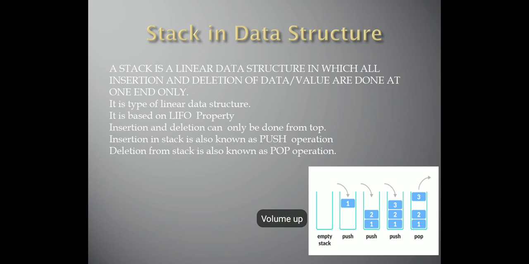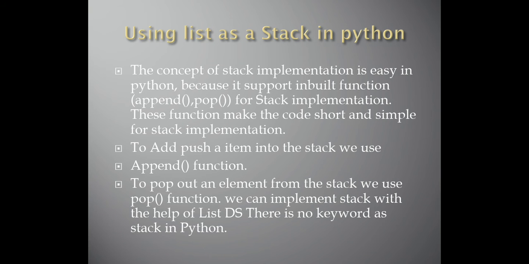Now using a list as a stack in Python, how will we use a list, because there is no keyword. Suppose I have to define something as a stack, there is no stack keyword in Python, so we will use a list. If you want to add something, you can add with the help of the append function. If you want to delete something from the stack, you can do it with the help of the pop function. Okay, and remember insertion and deletion happen from the top and work on the LIFO principle. So the concept of implementing is easy in Python because it has inbuilt functions.